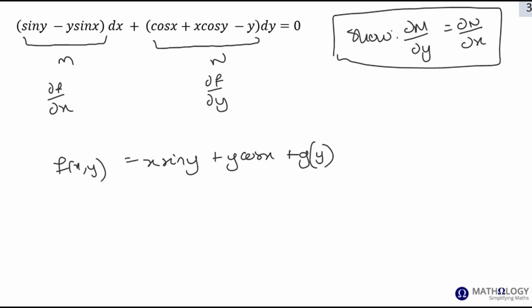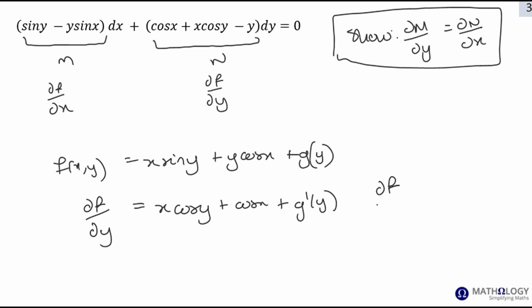We're now going to take the partial derivative of f, but with respect to y, and we're going to match it up to the expression we have for n. So the partial of f with respect to y, x is a constant. The derivative of sine y with respect to y is going to be cos y. With respect to y, cos x will be a constant, so it'll be plus cos x, and the derivative of y is going to be 1. 1 times cos x is cos x, and the derivative of g of y with respect to y is going to be g prime y.